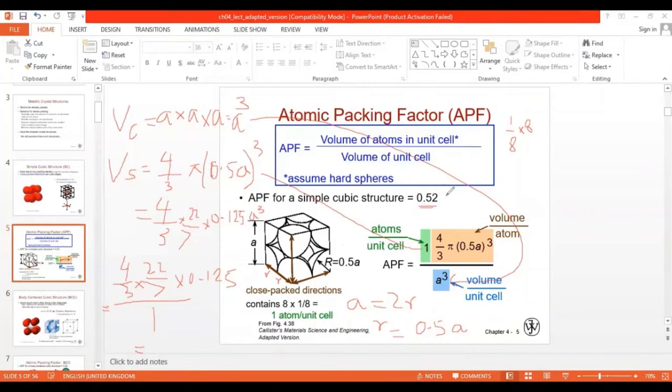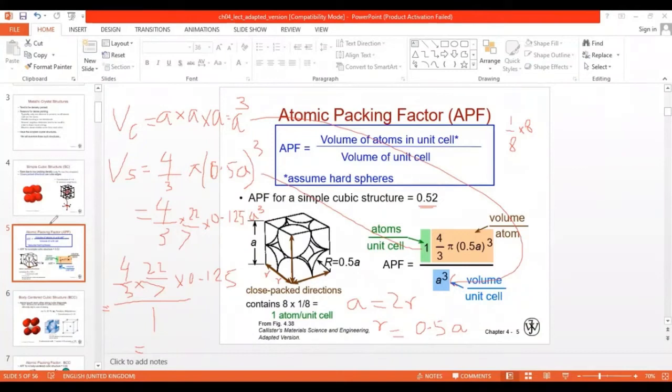So in simple cubic structure, the ratio of atoms to the void space is 0.52. So here in the simple cubic structure, only 52% of the volume is filled with atoms, while the rest, 48%, is empty.